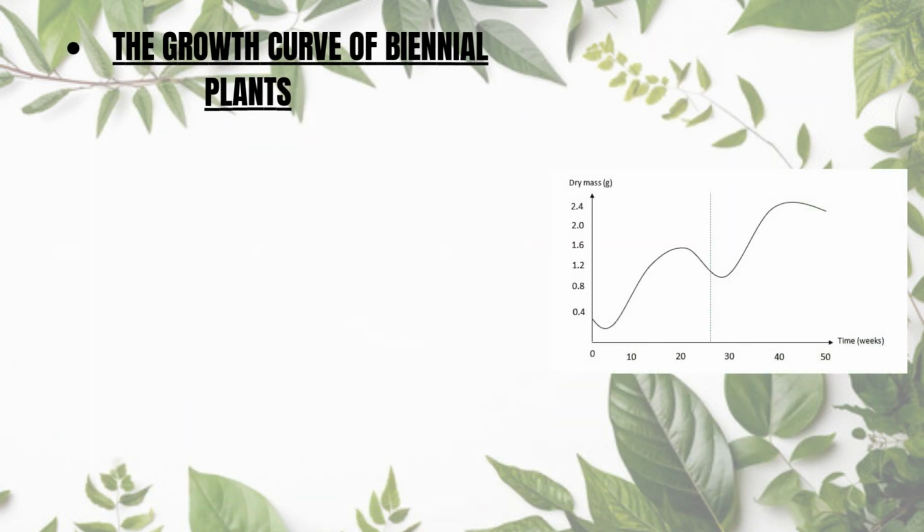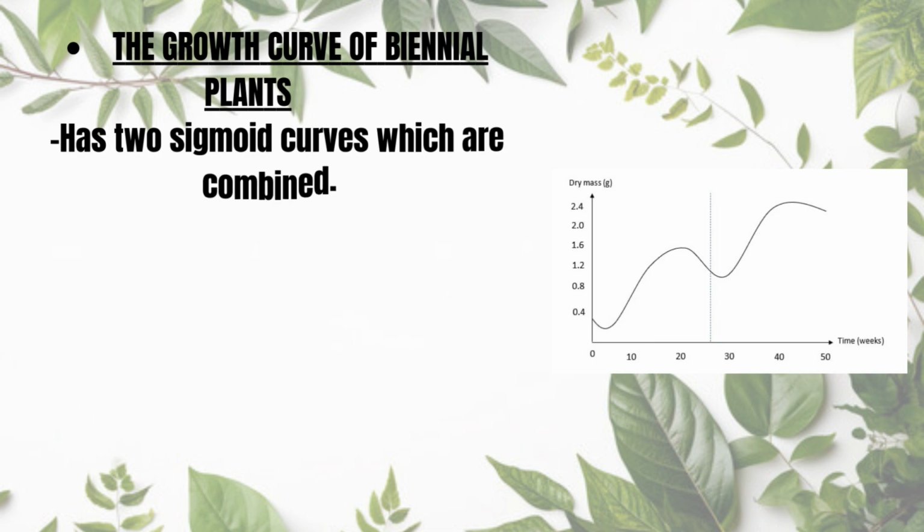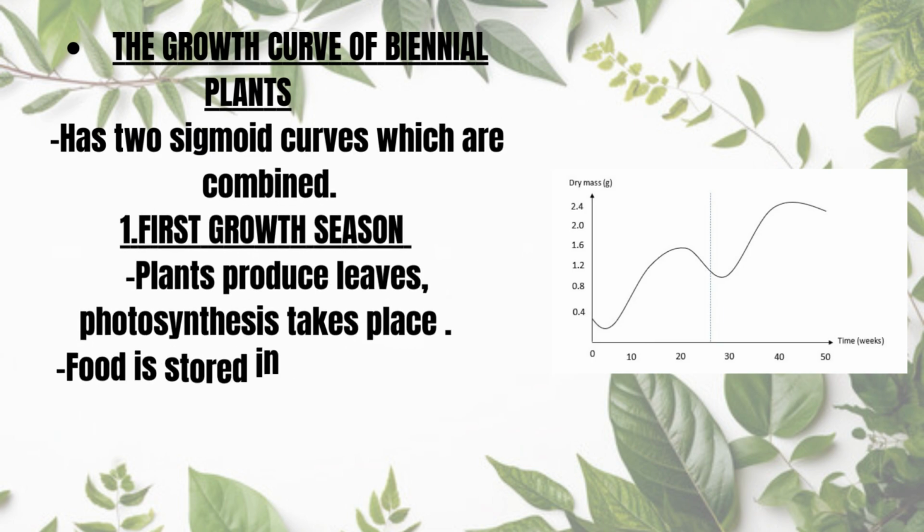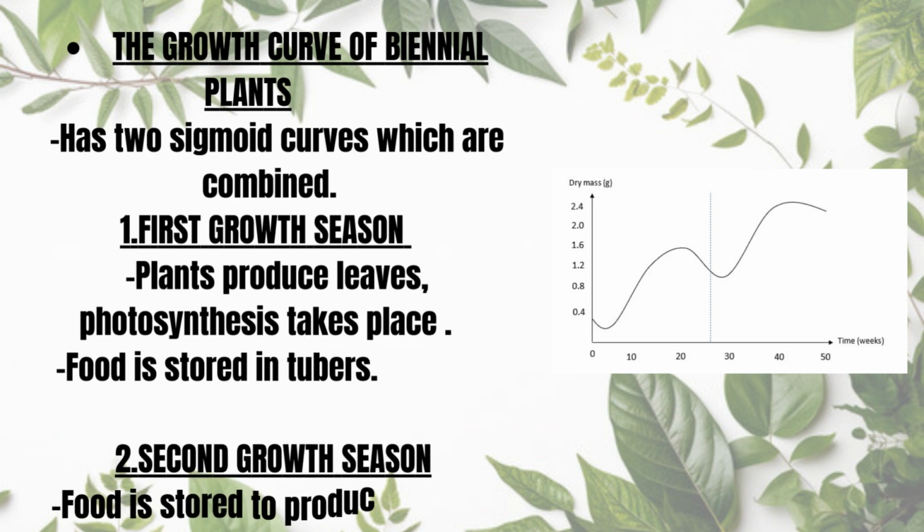The growth curve of biennial plants has two sigmoid curves which are combined. In the first growth season, plants produce leaves and photosynthesis takes place. Food is stored in tubers. In the second growth season, the stored food is used to produce flowers and seeds.